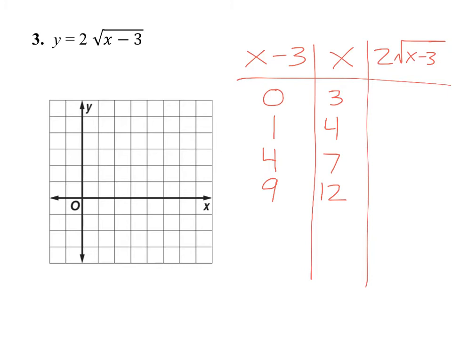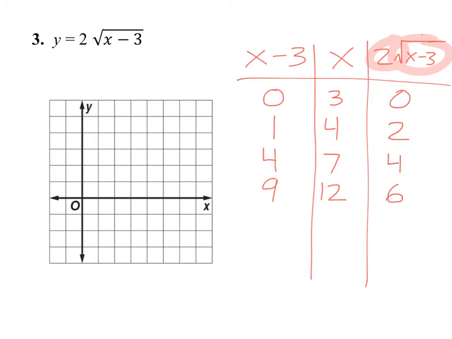Okay, so now I want to take the first column, square root it, and multiply by 2. So take the first column, square root it, and then double it. We end up with 0 for the first number. Then we get the square root of 1 is 1, and then we double it. The square root of 4 is 2, and we double that. The square root of 9 is 3, and we double that.